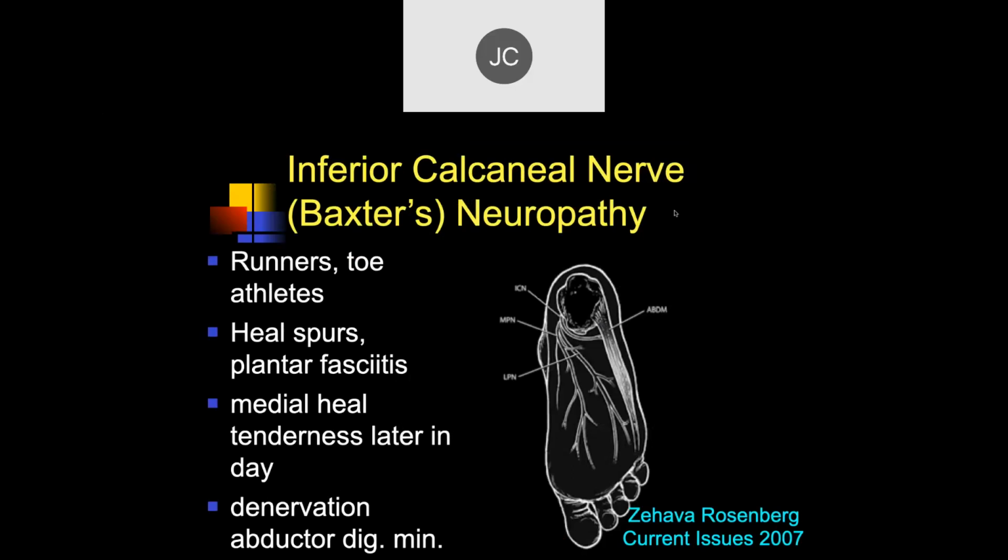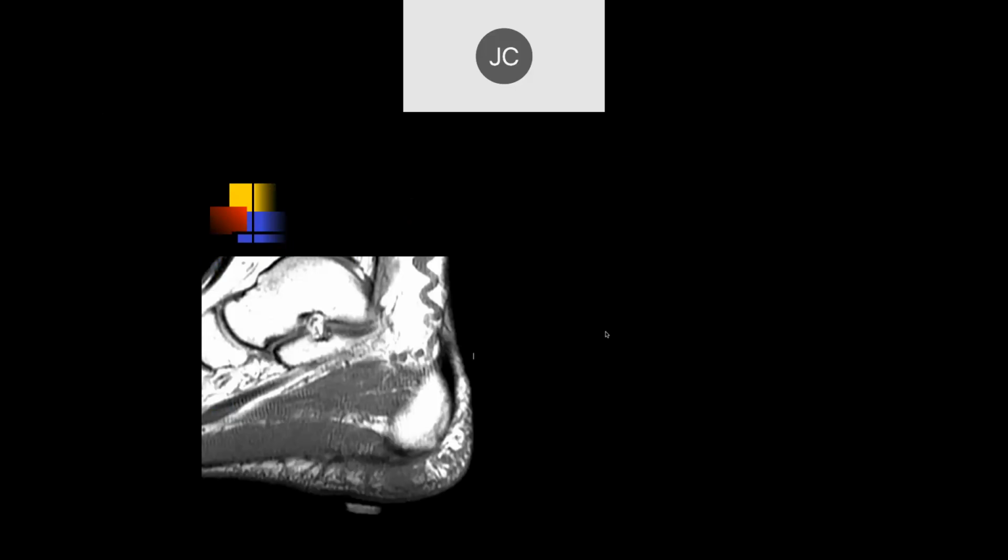Calcaneal nerve. So people believe it's associated with heel spurs and plantar fasciitis. Tends to occur in runners, primarily sprinters. You get medial heel tenderness, typically occurs later in the day, and then denervation of the adductor digiti minimi over here.